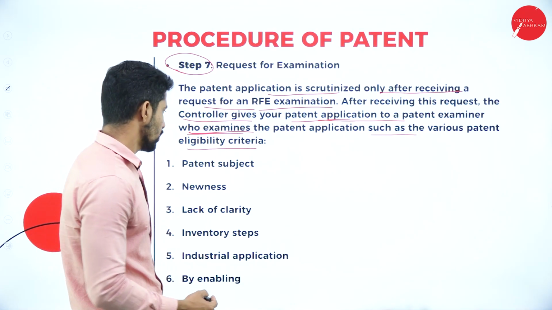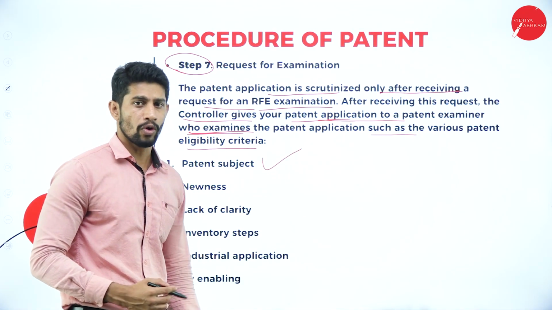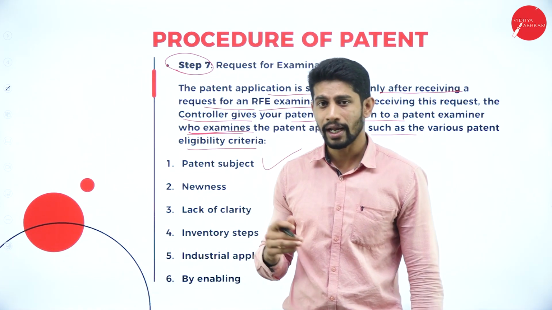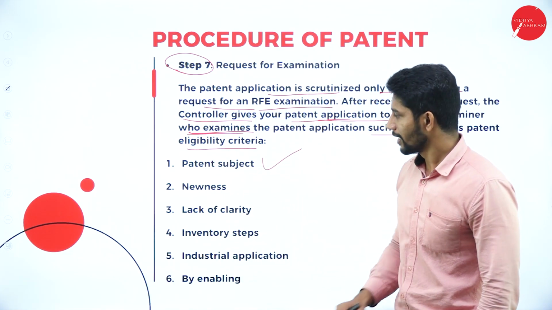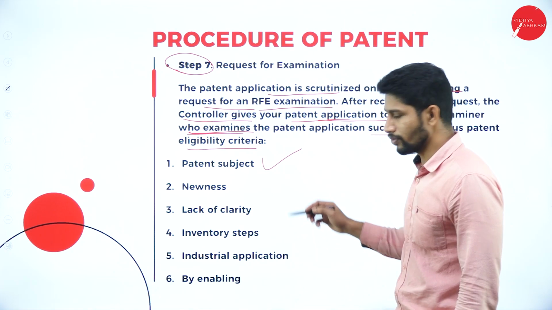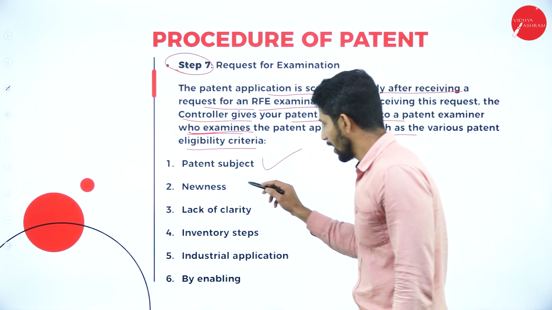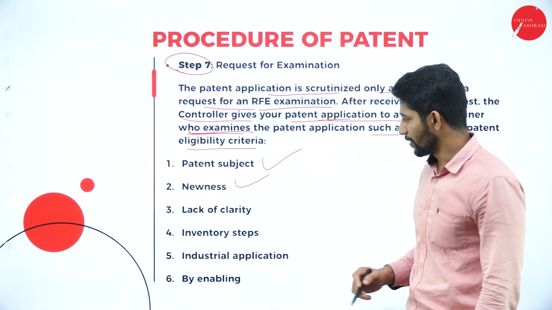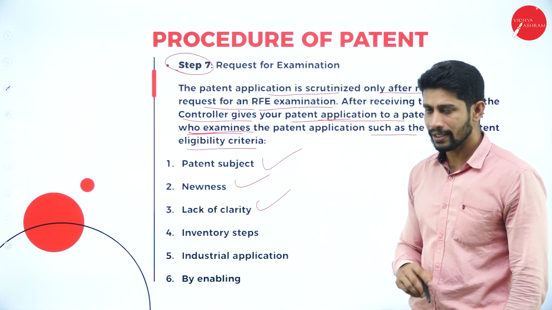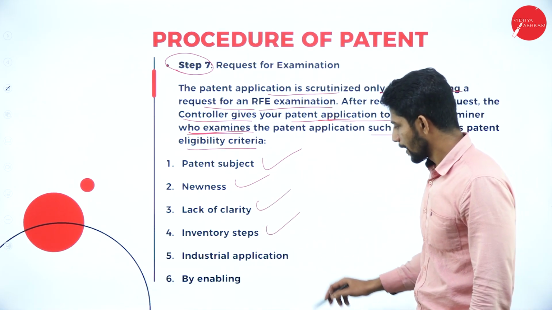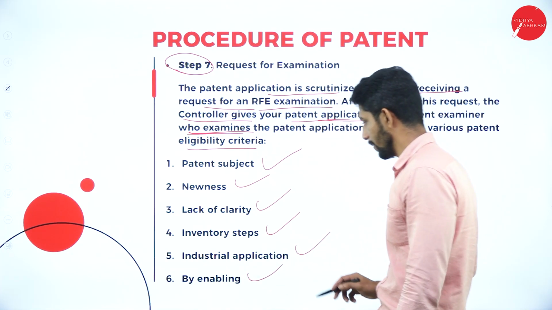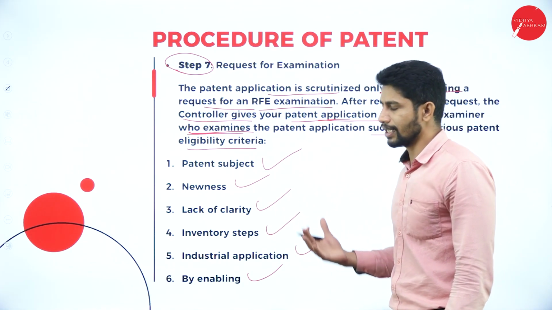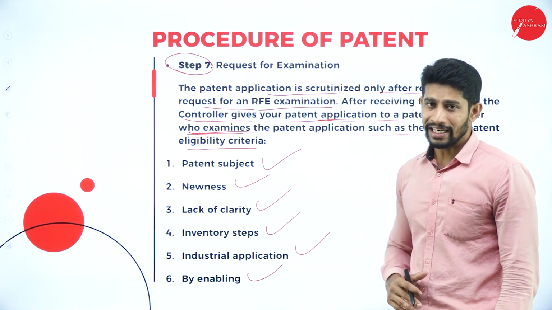So what are the steps the examiner looks into? The patent subject matter, about what you are doing and on what basis you made the invention and in what area you are inventing, and the newness of your invention. So what is new in your invention? They also look into lack of clarity, inventive steps, industrial application, and enablement. They look into all these factors. If the examiner is satisfied with all the factors, then he will approve your invention.